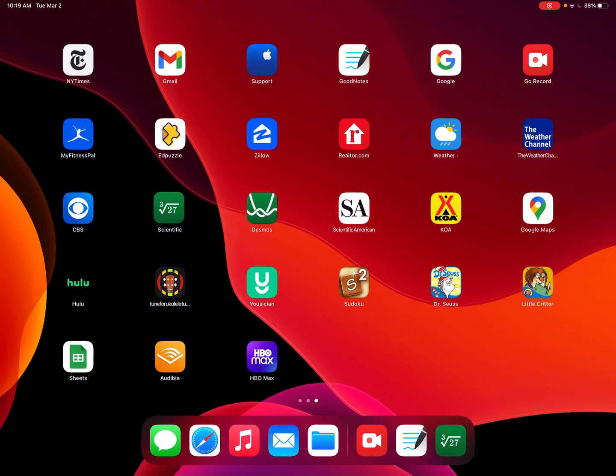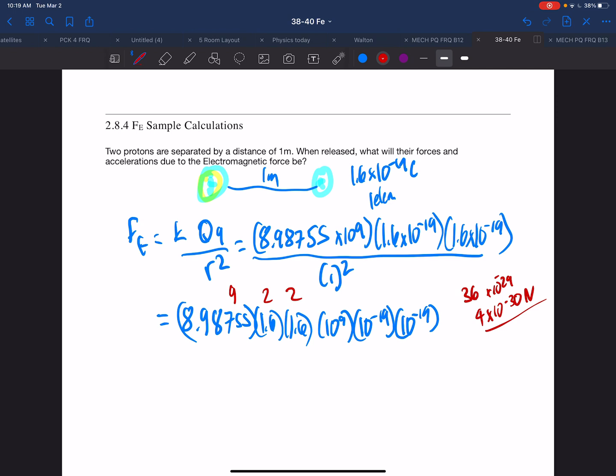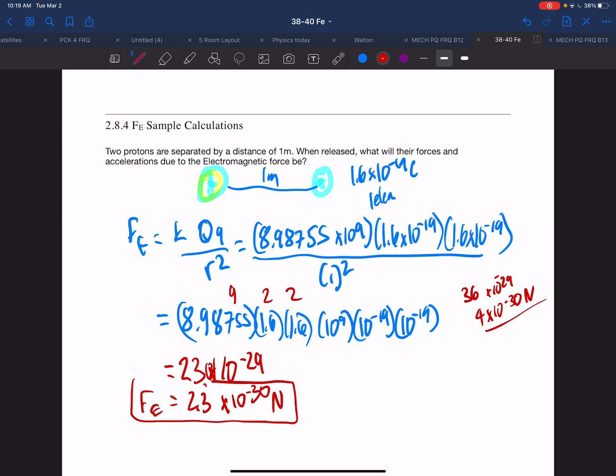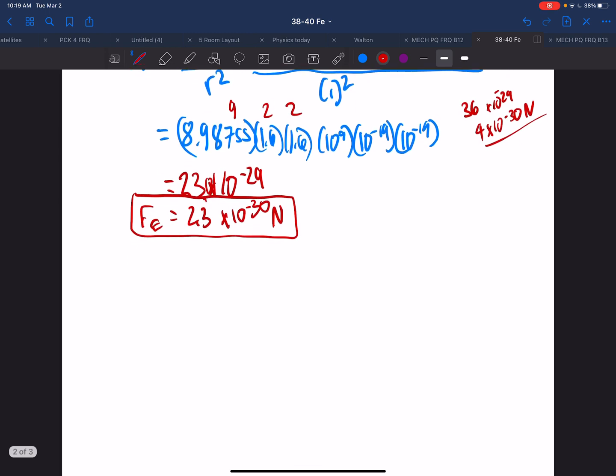So instead we get 23 times 10 to the minus 29th, 0.01, which is 2.3 times 10 to the minus 30th newtons, the electrostatic force. So that's how we find the electrostatic force. What will the forces be? Well, now the question is, what are their accelerations?